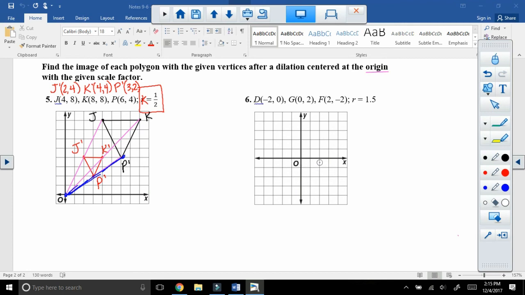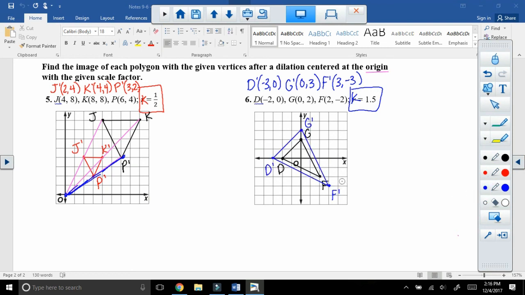Same thing for this last one. If you want to just try it all on your own, that's fine. I'll go through it, but if you want to do it on your own, then fast forward to the end. That would be okay with me. So what you have to do first is multiply each of those by the scale factor 1.5. So that's going to put D prime at -3, 0. G prime will be at 0, 3. And F prime will be at 3, -3. So go ahead and take a minute to graph those and then come back and check your work.